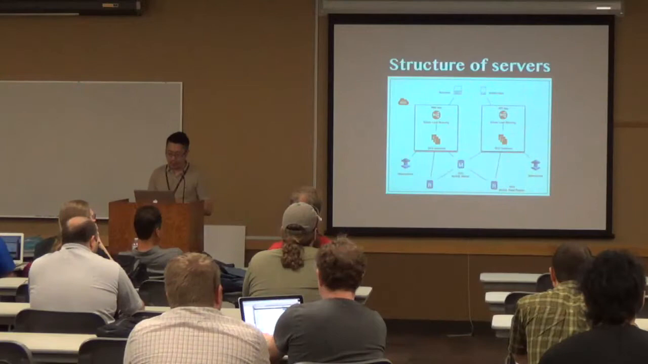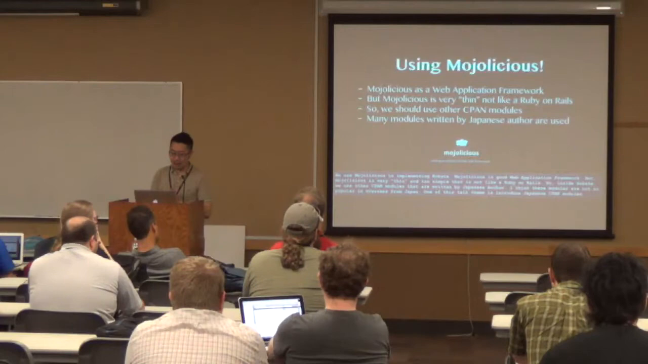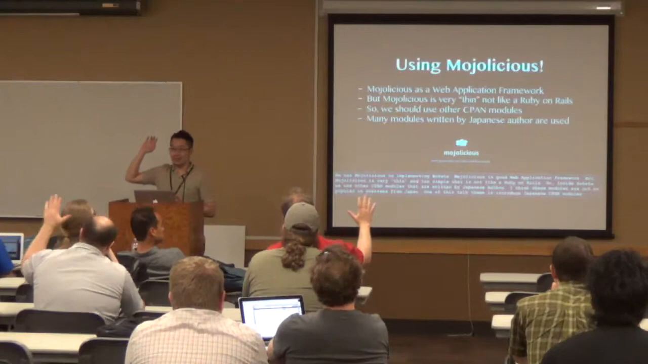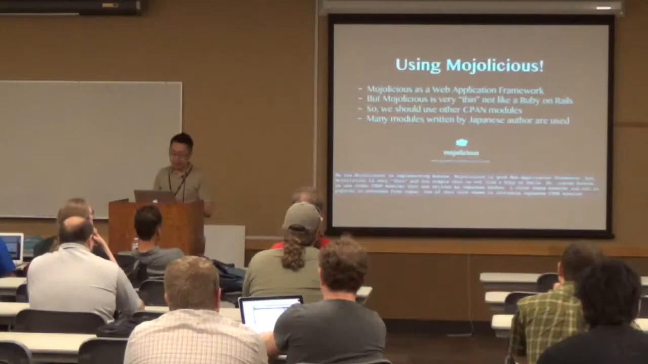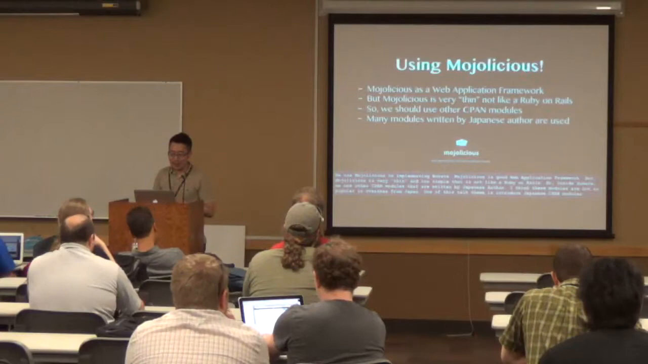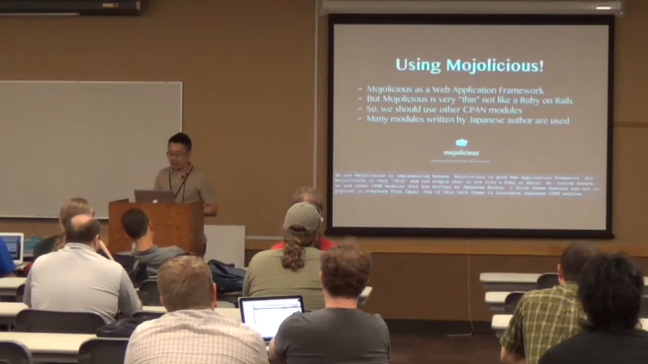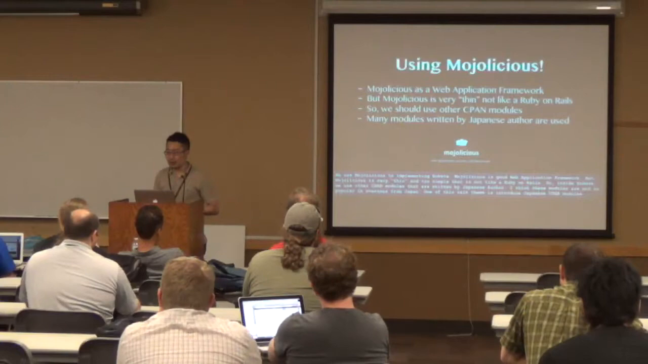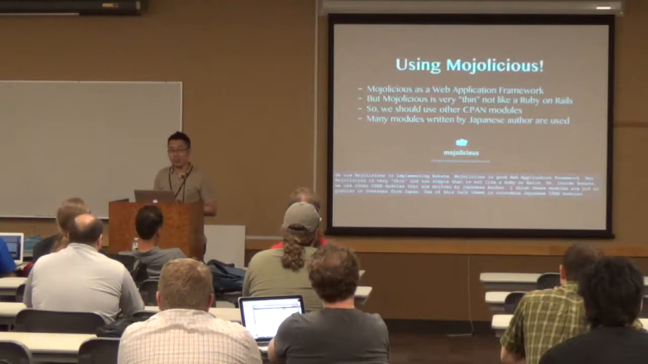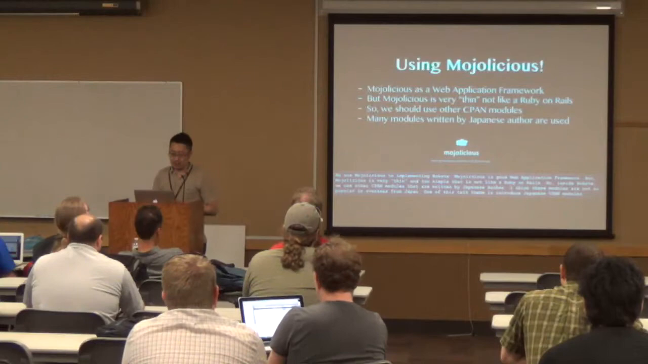Then, Mojolicious. Who is using Mojolicious? Okay, I see. Mojolicious is, I think, a very good web application framework for learning or for making web applications. But Mojolicious is very thin, too simple. It's not like Ruby on Rails. It's not full stack. Mojolicious has only controller and views. Mojolicious doesn't have a model or DB access. So we should use other CPAN modules.